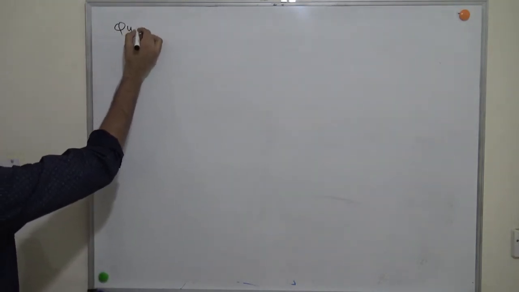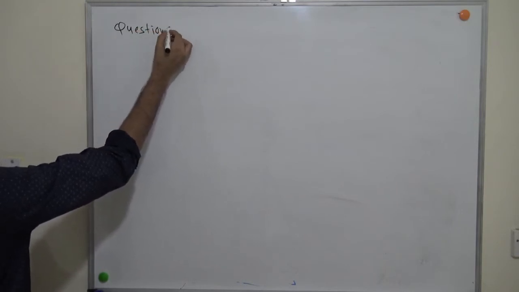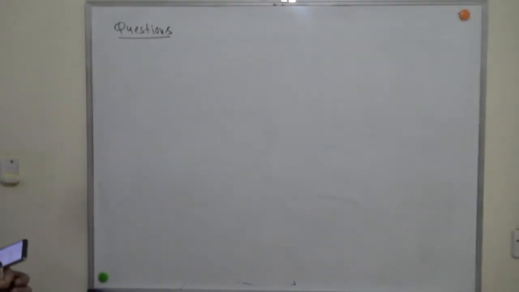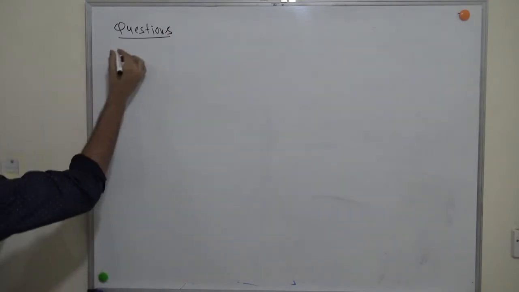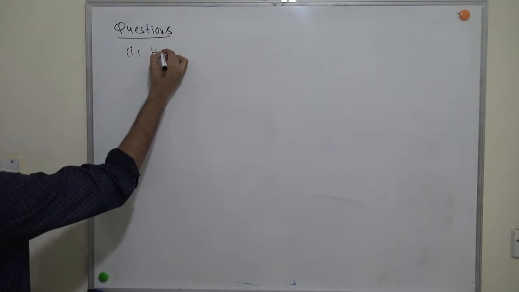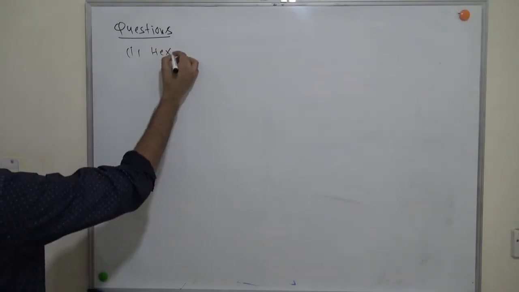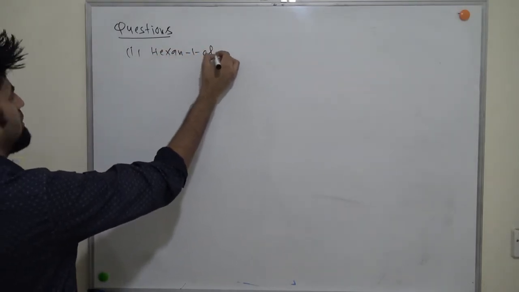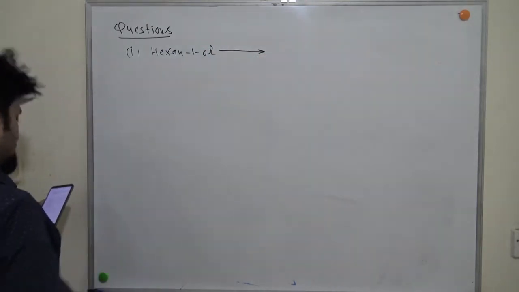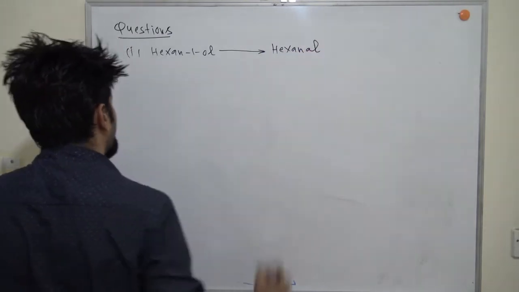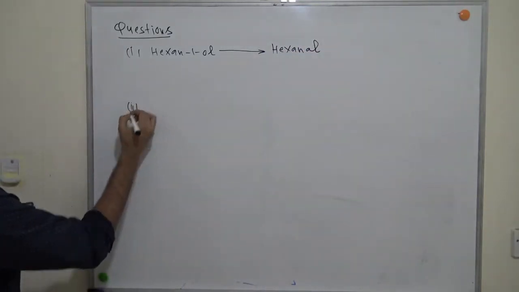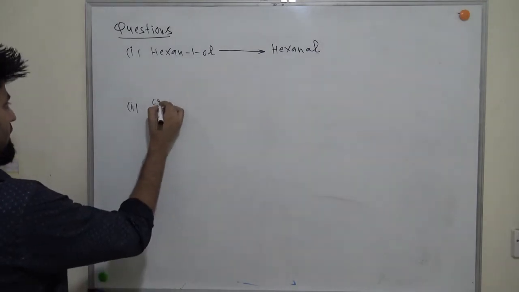Okay, so we have questions. We have around 8 questions of in-text NCERT and examples. So what is my first question? My first question is, we have to convert hexane 1-ol to hexanal. So think about it. I'm writing the questions, you think about these questions.